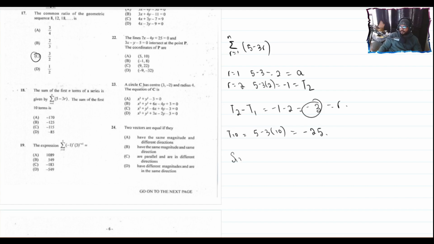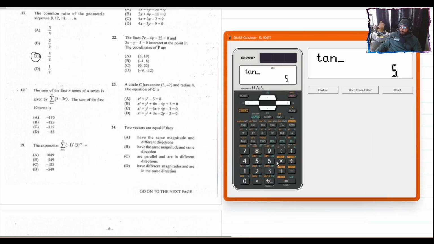Then S sub 10 is equal to n over 2 into A plus L, which is 10 over 2 into 2 plus minus 25. Work it out on the calculator. There's 2 minus 25, which is minus 23 inside of here. This is 5. 5 multiplied by negative 23. Oh good lord, I had 10 over 2 is 5. 5 multiplied by negative 23 is minus 115.